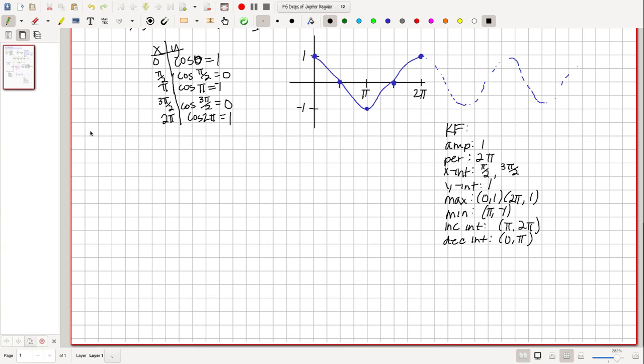Let's squeeze it in here just because I don't want to open a new one.